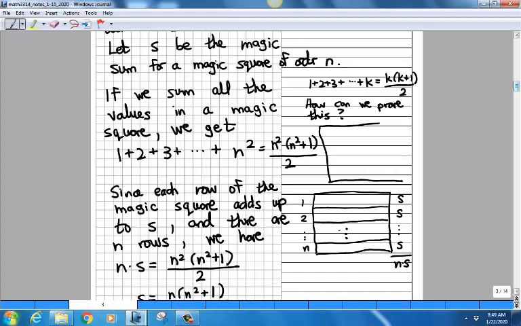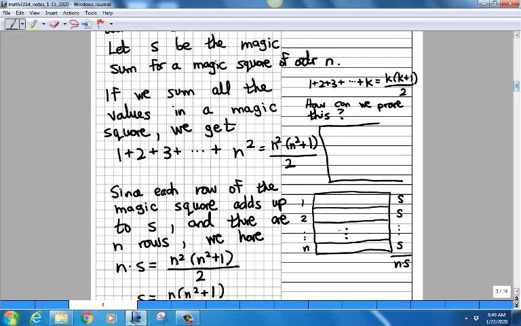First, if we choose a particular order, we're going to fill in our magic square with the integers 1, 2, 3 up to n squared. Now, if you sum all of those integers up, it's easy to compute what the sum is going to be. If you add up 1 plus 2 plus 3 up to n squared, the sum is n squared times n squared plus 1, divided by 2.